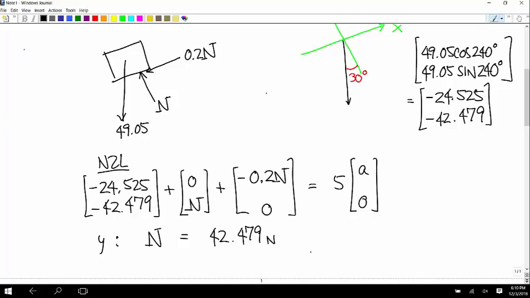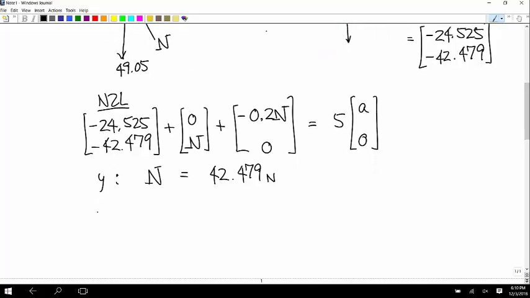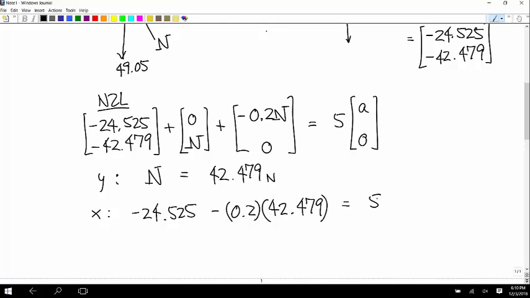And now we'll plug this value for n into the x equation. You get negative 24.525 minus 0.2 times 42.479 is equal to 5a. And you get that a, the value of that variable a, is negative 6.61, something like that, meters per second squared.